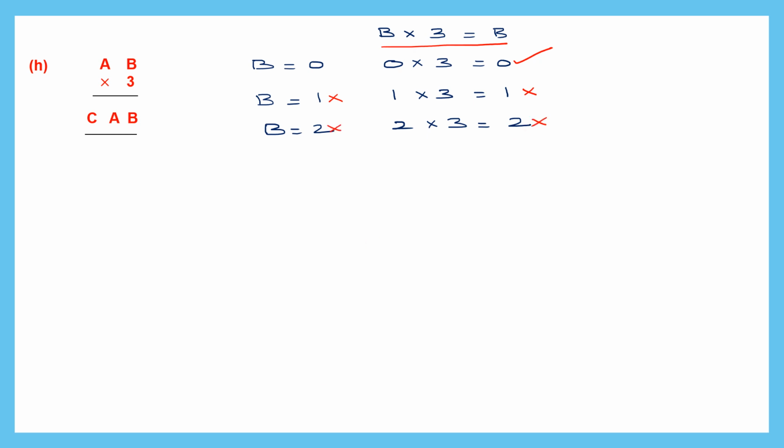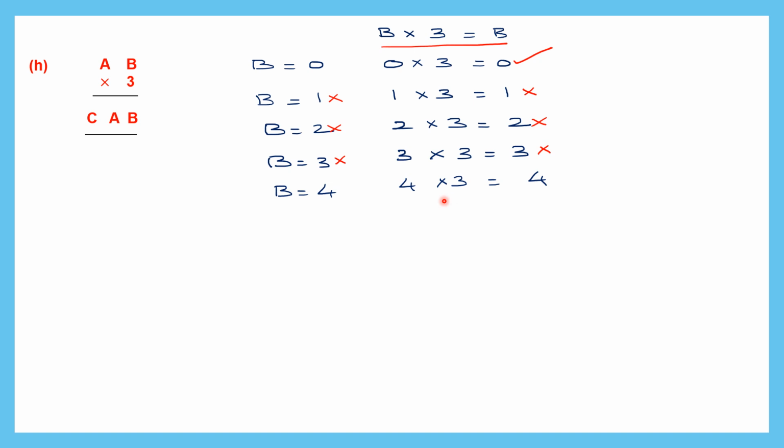Now let's try with B equal to 3. If B is equal to 3, then B into 3, that is 3 into 3 should be equal to B, which is 3. Again, look at this multiplication. 3 3s are 9, not 3. That means this is also wrong, so B cannot be 3. Next, let's try with B is equal to 4. So this will be B into 3, that is 4 into 3 is equal to B, which is 4.